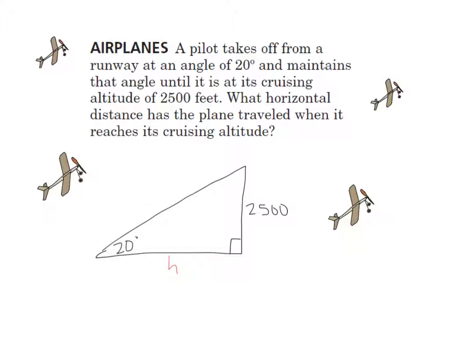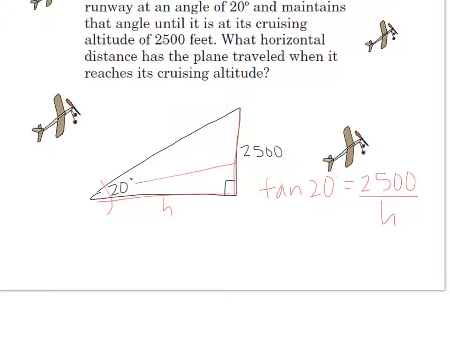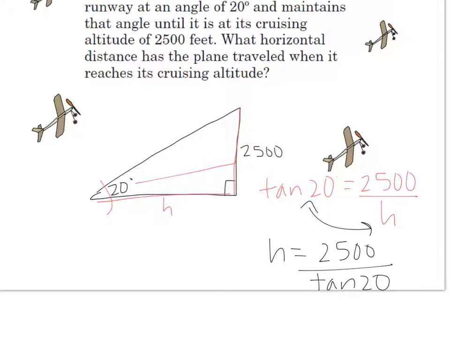Nice work setting up your picture. So here's what our picture looks like. So we know this angle here, and we know the opposite side, and then we need to solve for the adjacent side. So this would be tangent of 20 degrees is equal to opposite over adjacent. And here again is when we have our variable in the denominator. We can do our little flip and get h equals 2,500 over tan 20. And if we round our answer to the nearest tenth, we get 6,868.7 feet traveled.